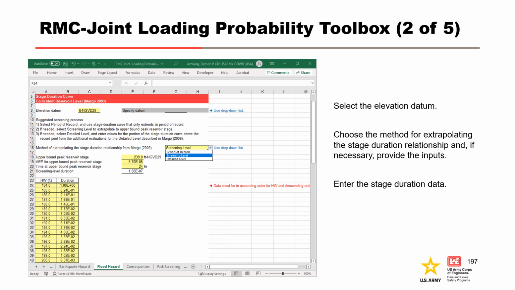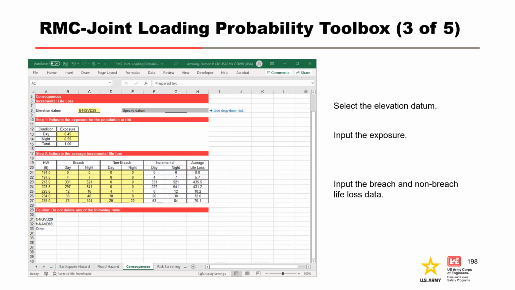For this method, only the period of record is input in the yellow cells at the bottom of the sheet. The spreadsheet will automatically add the upper bound stage input from the prior step. Next, the exposure and life loss consequence estimates can be input, which will be used in a later step to calculate the average annual incremental life loss.